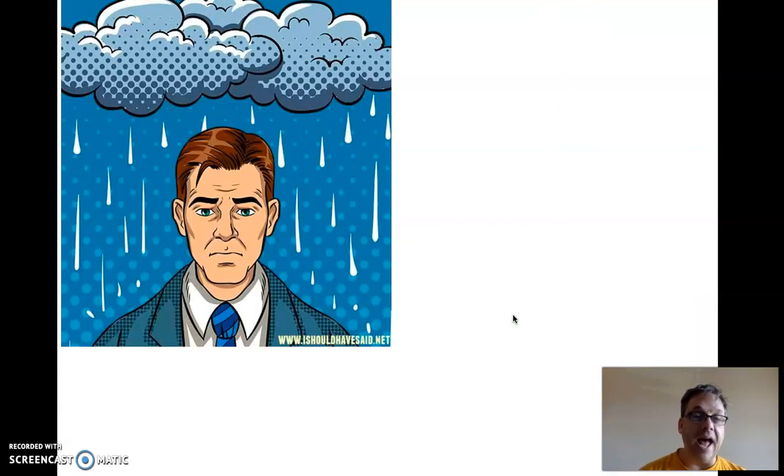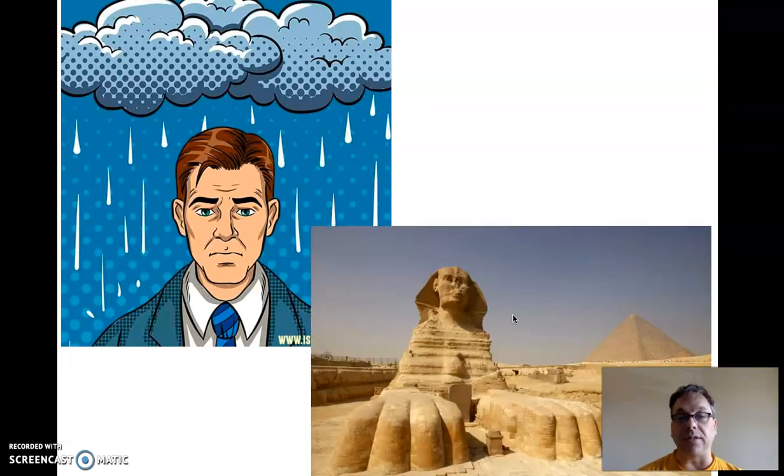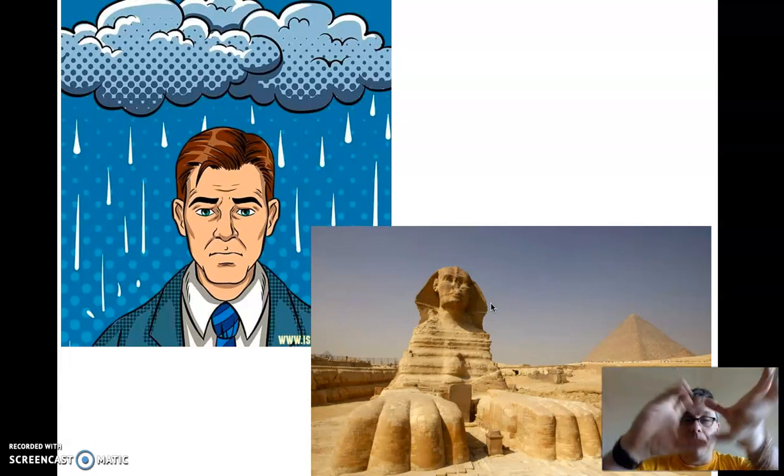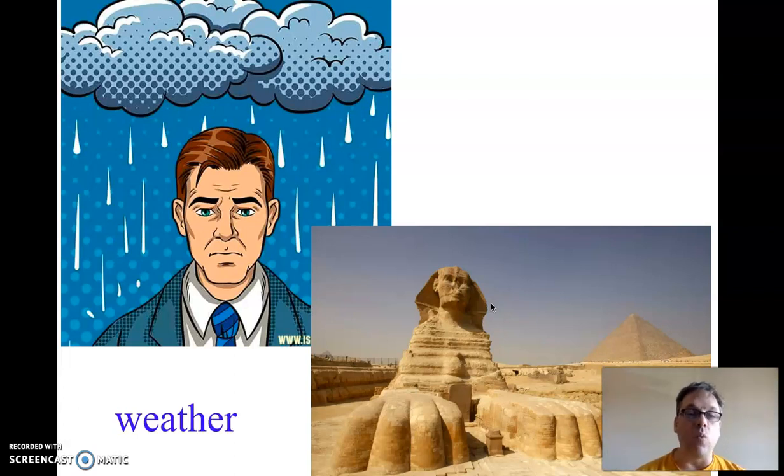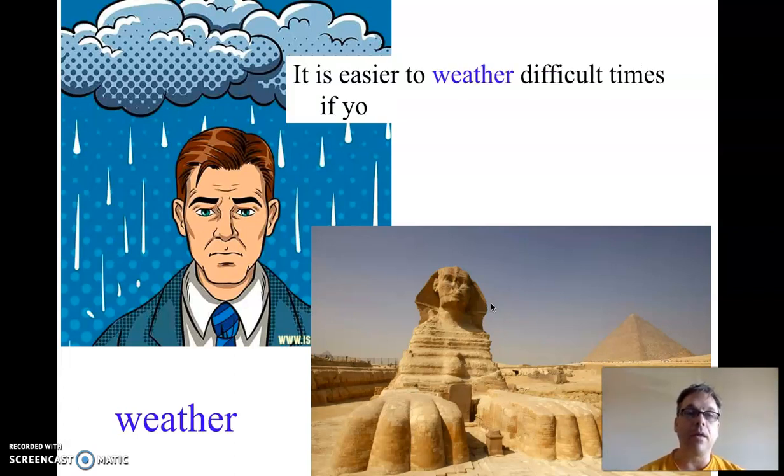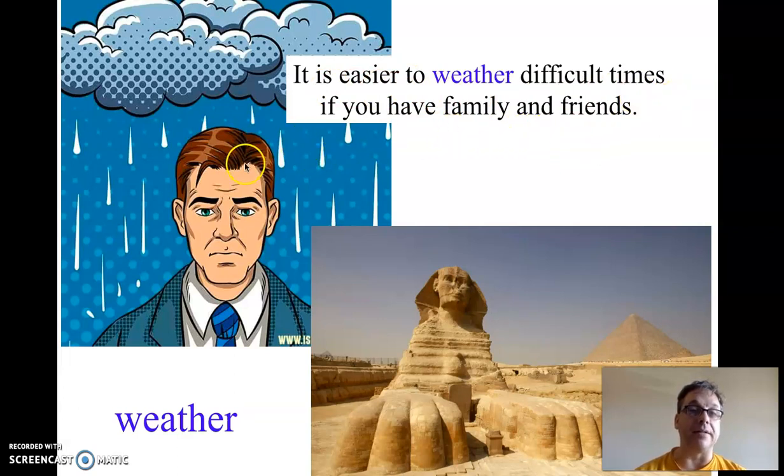This man is sad. He's having hard times, difficult times. And this is the Sphinx in Egypt, right? The sort of cat man statue from ancient Egypt. Well, the word here is weather. It is easier to weather difficult times if you have family and friends, right? Here, weather means to survive, to make it through, to stand strong.